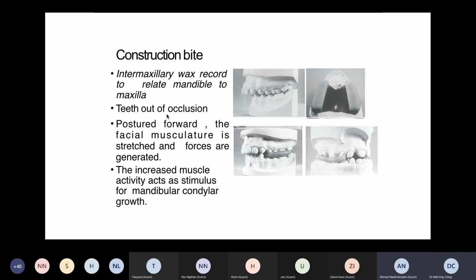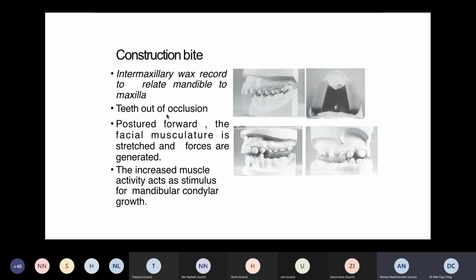So how are we going to construct the bite for this activator or myofunctional appliance? Very simple. You just ask the patient to position the lower jaw forward, then you take the bite in this position. So an intermaxillary wax record to relate the mandible to the maxilla. The teeth are out of occlusion, meaning they are not biting at the posterior segment. So mostly the patient only bites on the anterior segment. It means they have an edge-to-edge incisor, or sometimes an open bite at the posterior, which is okay. That's what we're targeting.